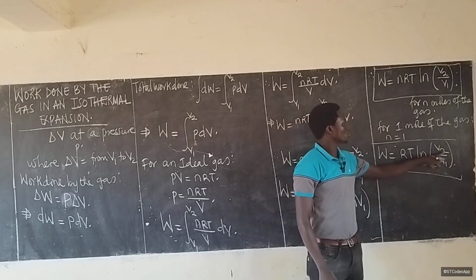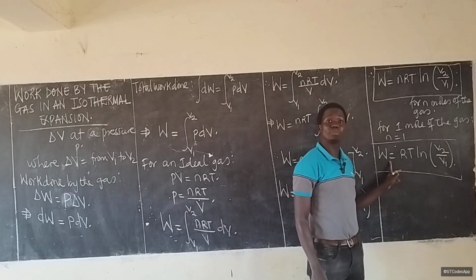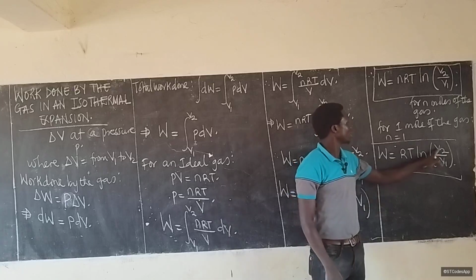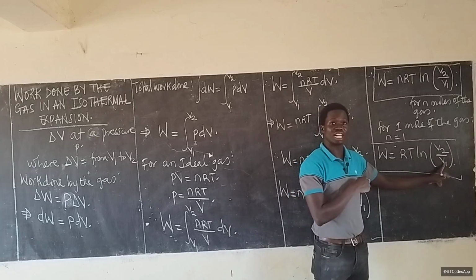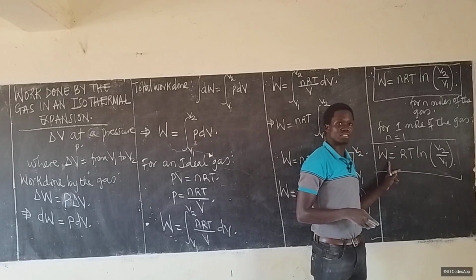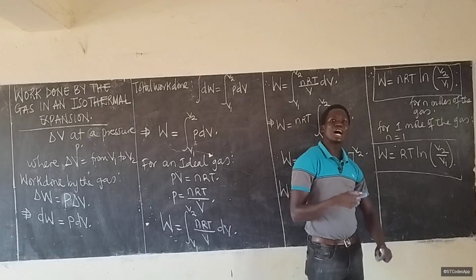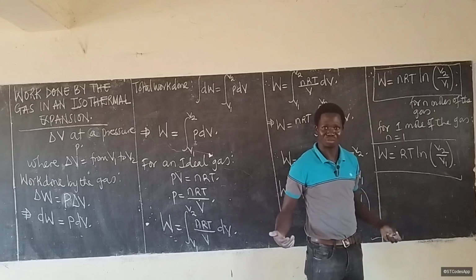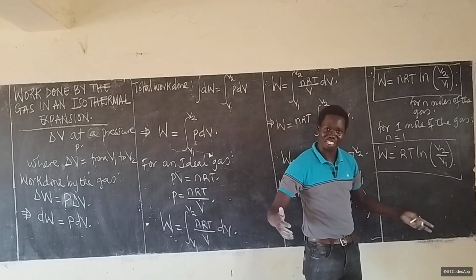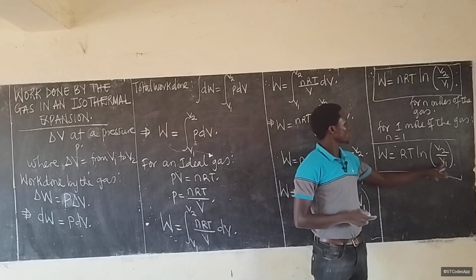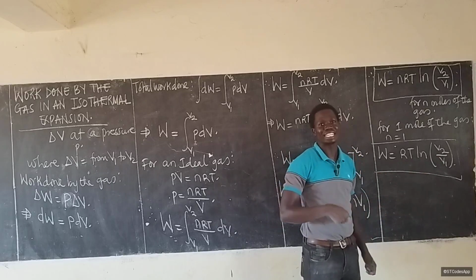If V2 is greater than V1, then the work done is going to be positive. If you take the ln of a bigger value divided by a smaller value, you're going to get a positive answer. So our work done is positive if V2 is greater than V1. That means the work is being done by the gas itself. Maybe an expansion: when V2 is greater than V1, an expansion is happening. So the work is being done by the gas.